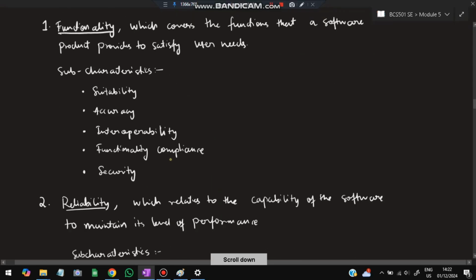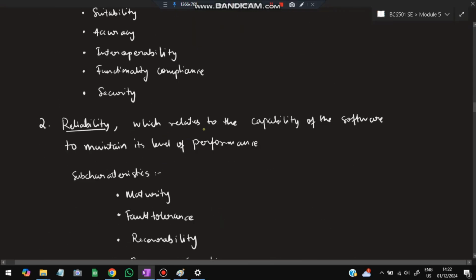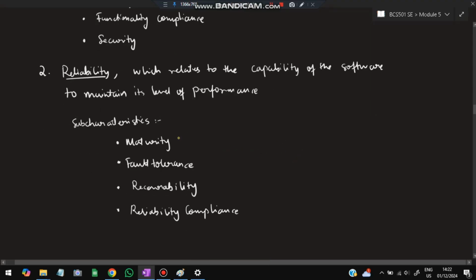Okay, second one is reliability. What do you mean by reliability? It relates to the capability of the software to maintain its level of performance. We can trust that product that it will perform whenever it is needed. The sub characteristics are maturity and fault tolerance: whenever a fault happens, it should tolerate it and rectify it. Recoverability means recovering from the fault or the error. Reliability compliance means reliability standards should be maintained.